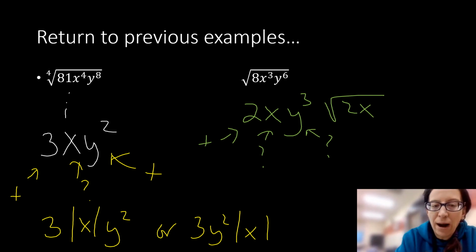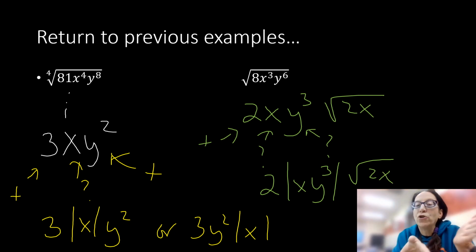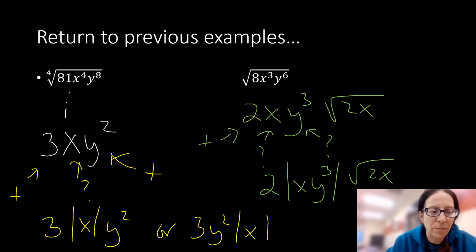So the way we would write our answer for that is we would have the 2, and then the absolute values would go around the piece that we weren't sure about, which would be the x and the y to the third. And that's just to ensure that we're getting a positive. Now that might have thrown you a little bit and you get uncomfortable with it, but I do have some good news. So we'll wrap up this lesson.